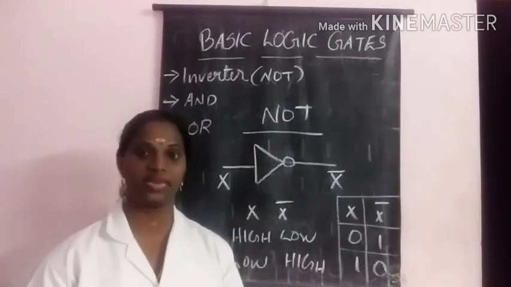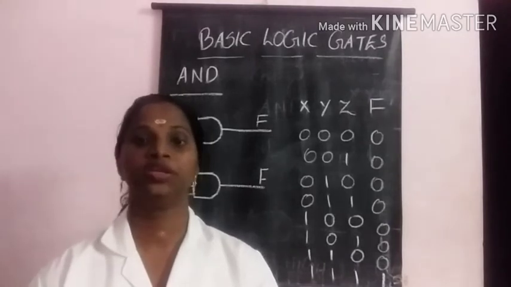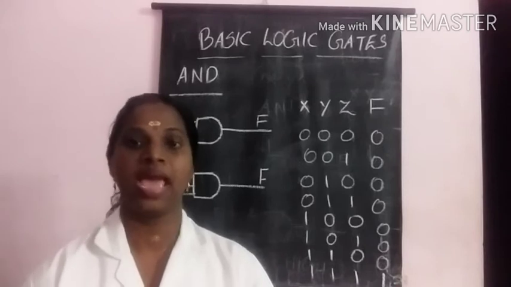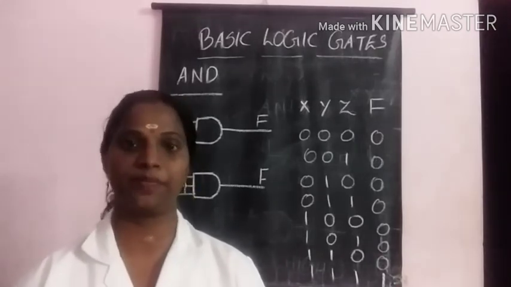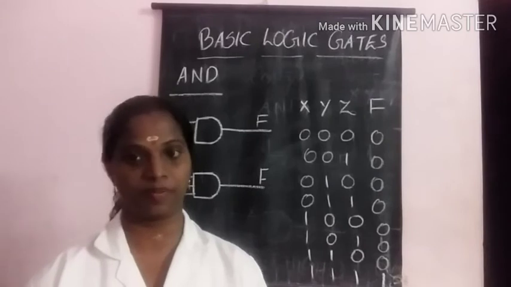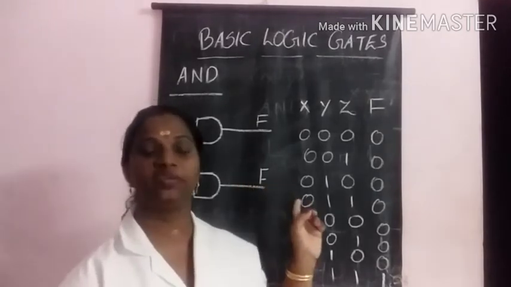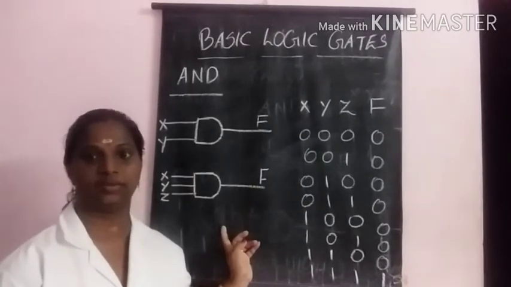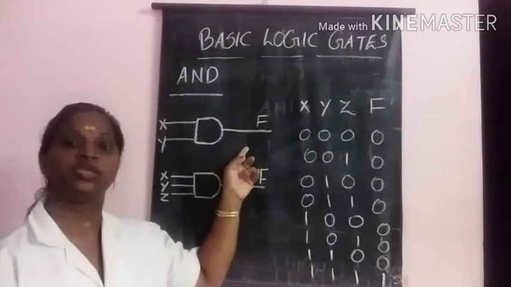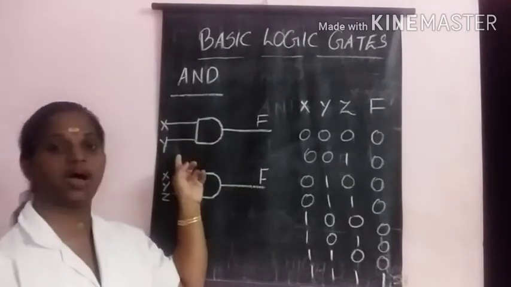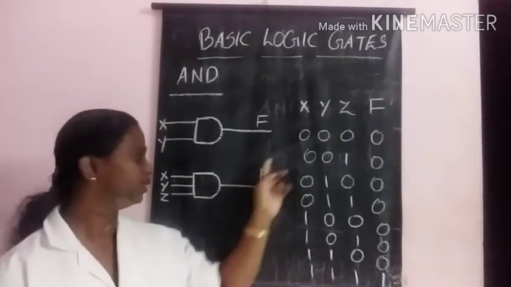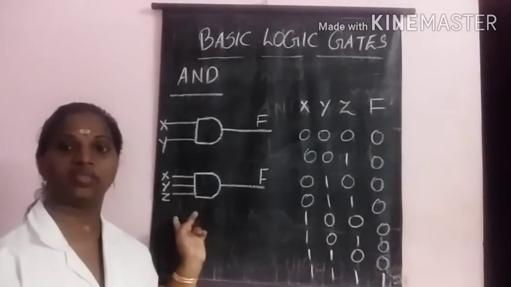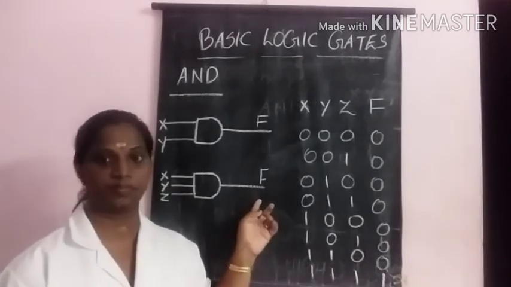Next one, AND gate. An AND gate has 2 or more input signals and produces 1 output signal. Here I am giving the logical representation for the 2 input AND gate and the 3 input AND gate. This one is the 2 input AND gate: x, y are the inputs and the output is f. This one is the 3 input AND gate: x, y, z are the inputs and the output is f.